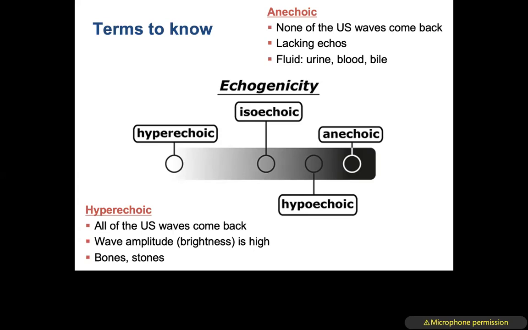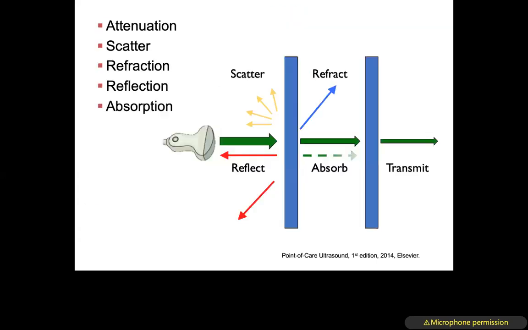Hyperechoic, the bright white, that's when all of the ultrasound waves come back to the transducer. So that transducer gets a really high wave amplitude or high brightness. Examples of things that do these are bones or stones. On the other hand, anechoic, that's when none of the ultrasound waves come back. So it's lacking echoes, hence the word anechoic. Things that are anechoic are fluid, such as urine, blood, or bile.